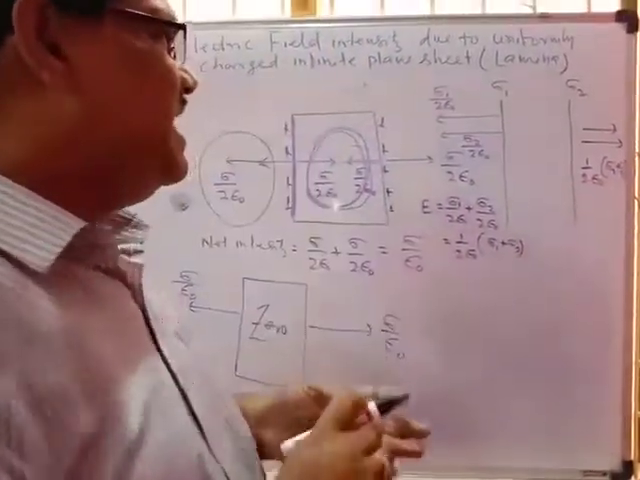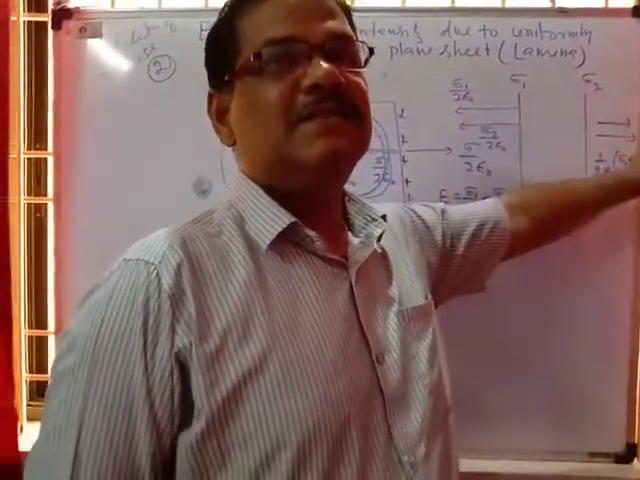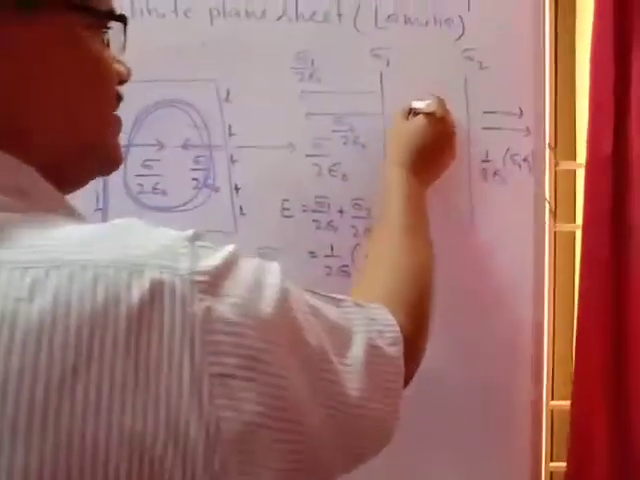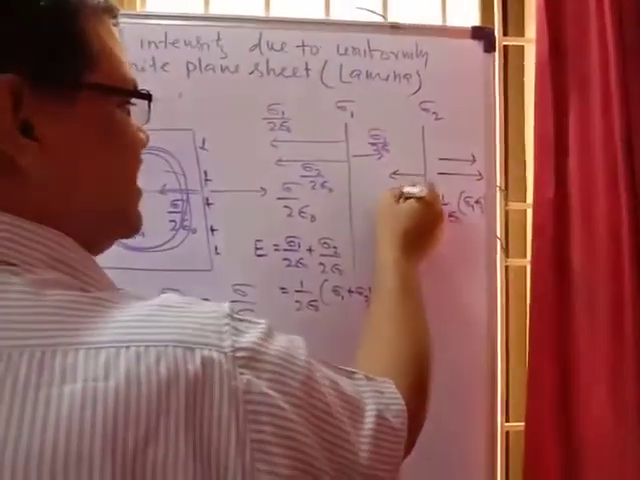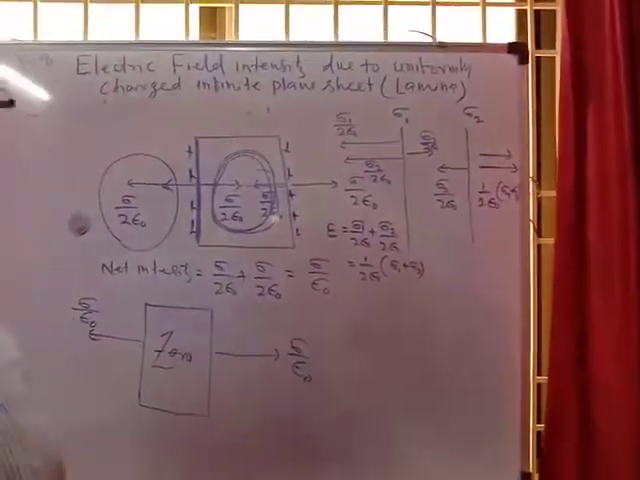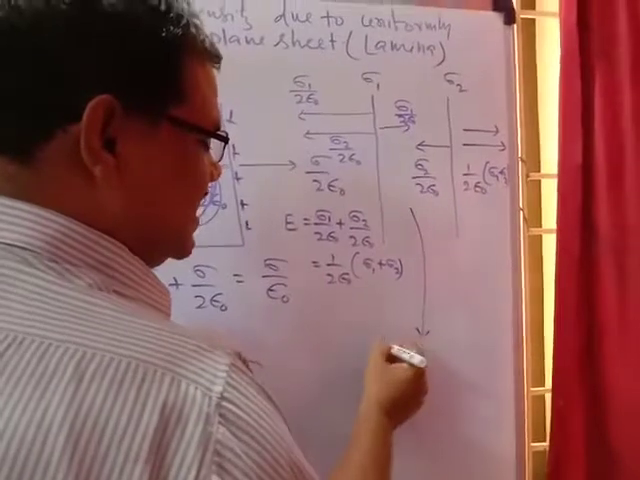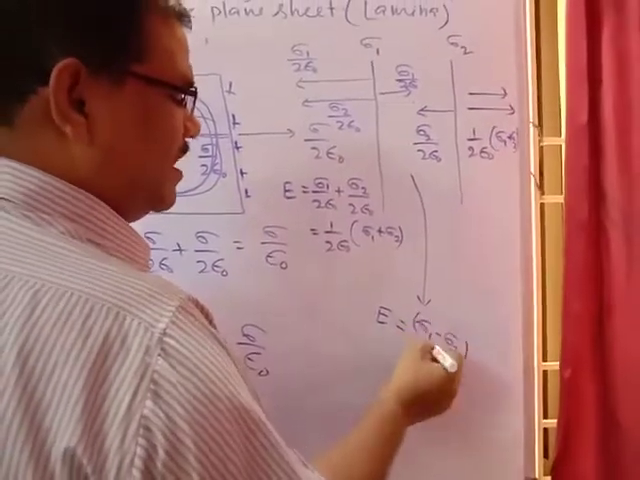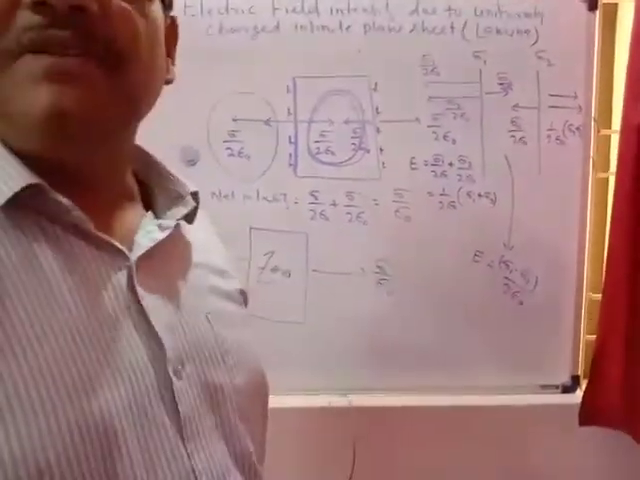In that manner, from this side the intensity will be directed towards the left, and on that side the intensity will be directed towards the right. But in the region in between, you find the intensity sigma 1 upon 2 epsilon naught, and due to the other sheet sigma 2 upon 2 epsilon naught. Both are directed oppositely, and the magnitudes are not equal, so the net intensity is sigma 1 minus sigma 2 upon 2 epsilon naught. If sigma 1 is equal to sigma 2, the net intensity will be 0.